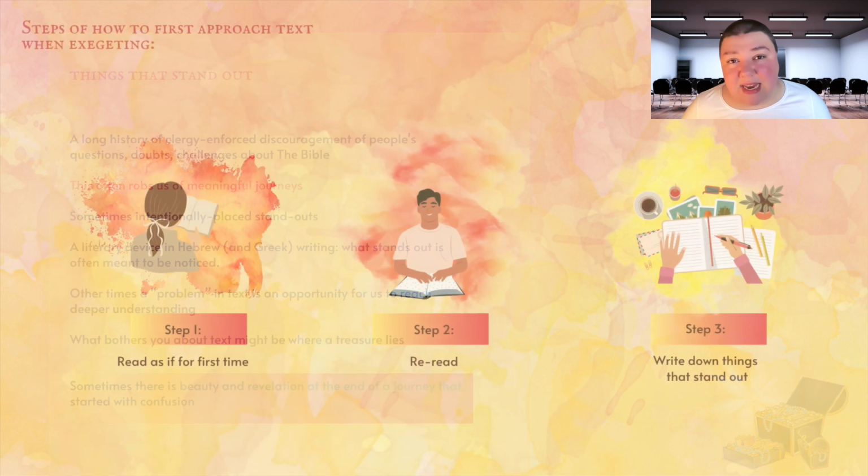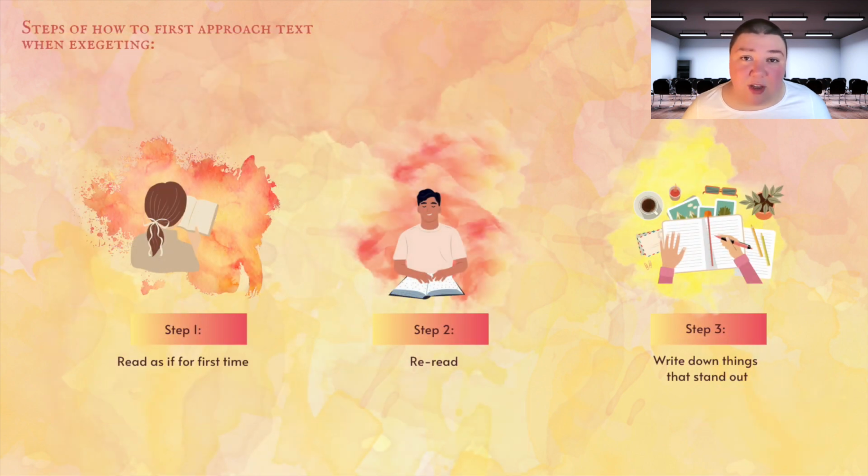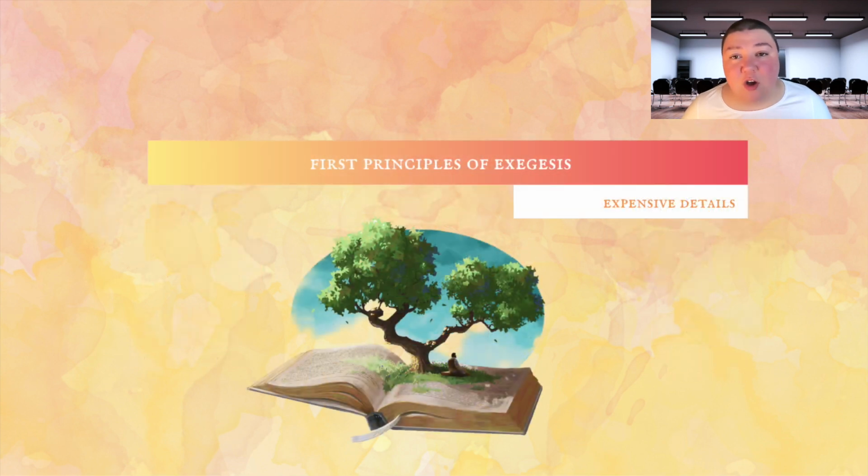So we're going to get into the habit of, after we've done our first reading of our text as if for the first time, then we'll do our second pass and our third pass, and during this we're going to write down things that stand out to us, that seem odd or out of place or leave us scratching our head. Write it down.